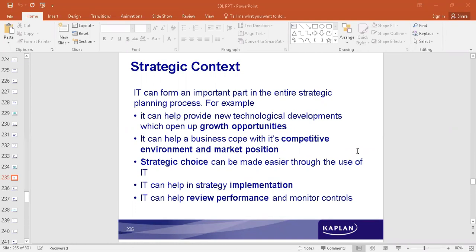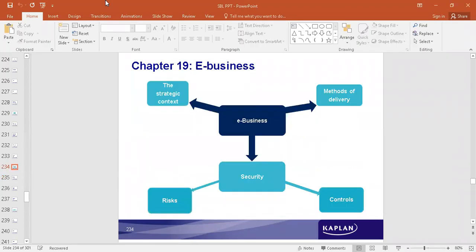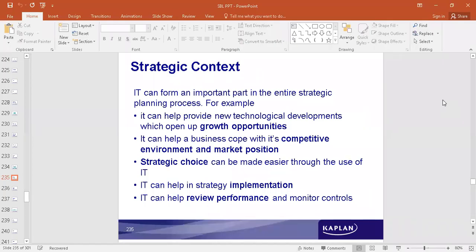See, the chapter here is e-business. For the business to be carried on the electronic platform, we need to first understand the strategic context, the strategic context about taking up the activities on the electronic platform. On the electronic platform, what is the need there? First we have to have an understanding about what is the concept of information technology.